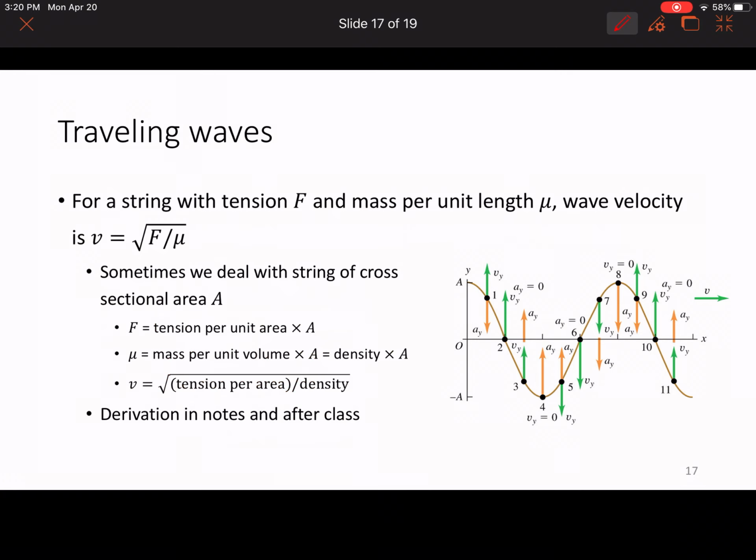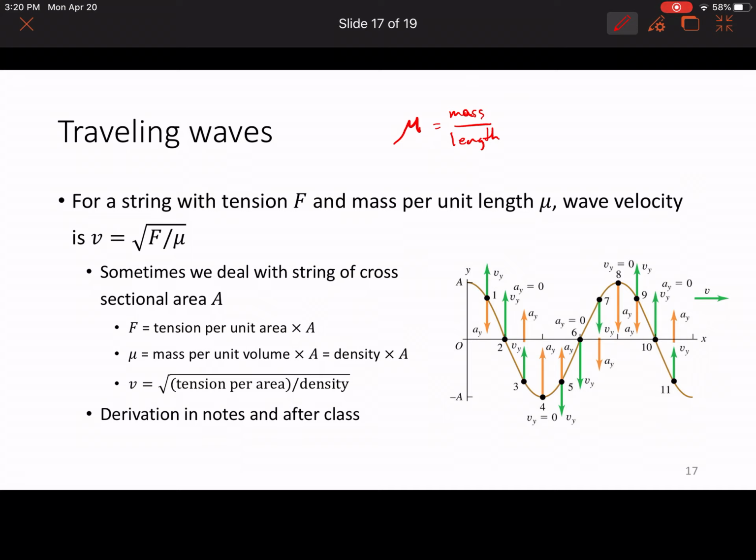And the thing that we are going to use is that this happens in strings. So for a string with tension F and mass per unit length mu, where mu is the mass of the string divided by the length of the string, the wave velocity will simply be given by the square root of the tension F divided by mu. Notice that I call the tension F in this part of the course to avoid confusion with capital T, which is the time period. So just be a little careful on that. I usually call tension F, and the velocity is the square root of F divided by mu.